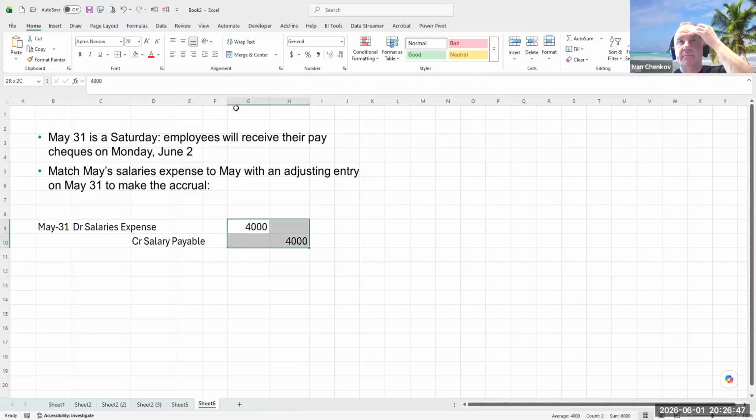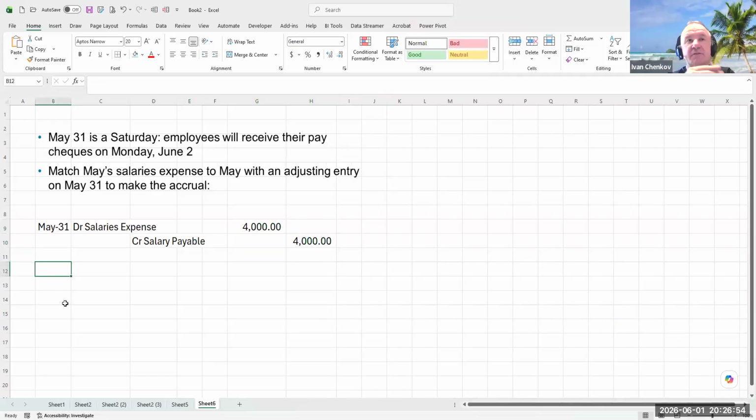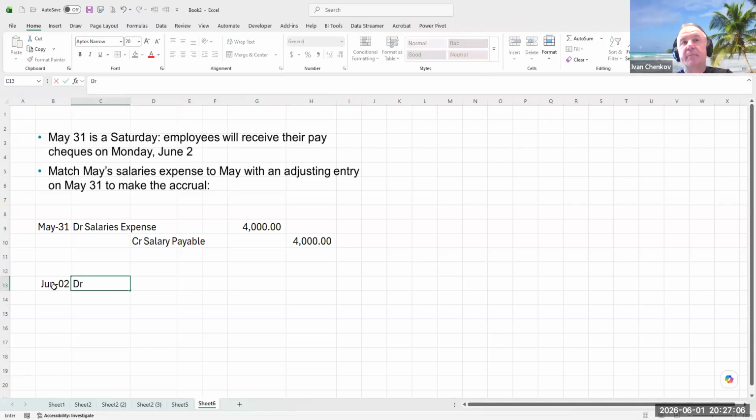Now, on June 2nd, which is Monday, we transfer the money to the people. Let's do the payment on June 2nd. What's going to happen on June 2nd? Debit. I'm going to pay them salary payable by closing the payable and give them cash. For how much? For $4,000.